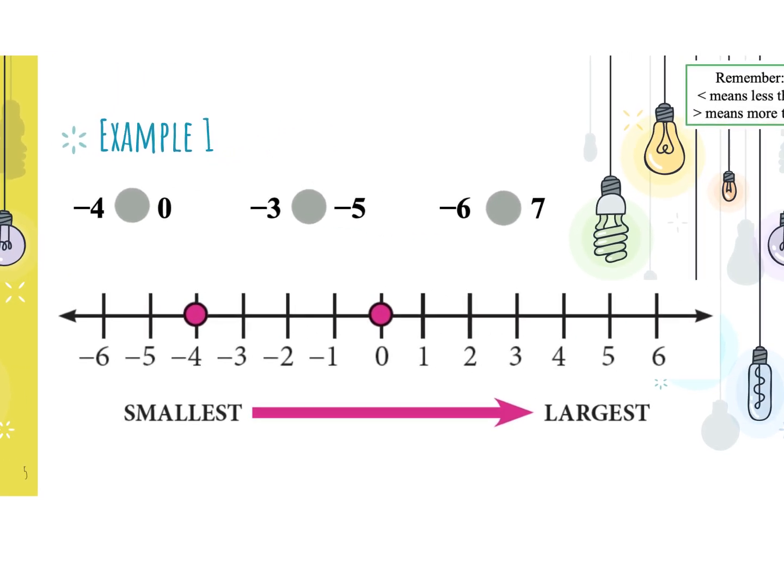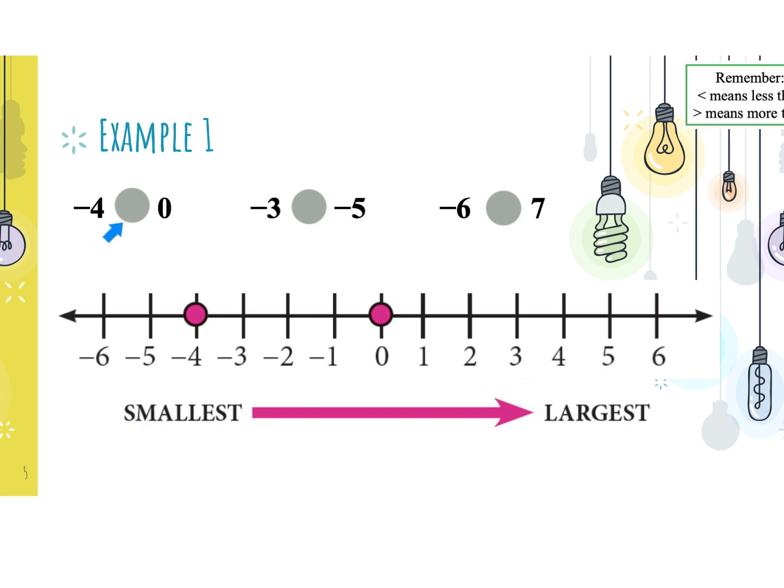Here we have example number 1. We have 3 different problems in which we are comparing 3 different sets of integers. The first set of integers, negative 4 and 0, have been plotted on the number line for us. Through the use of this number line, we can immediately see which one is the greater of the two. The larger value is 0, and that's because it is furthest to the right. The number that is furthest to the right will be the largest. The number that is furthest to the left will be the smallest.